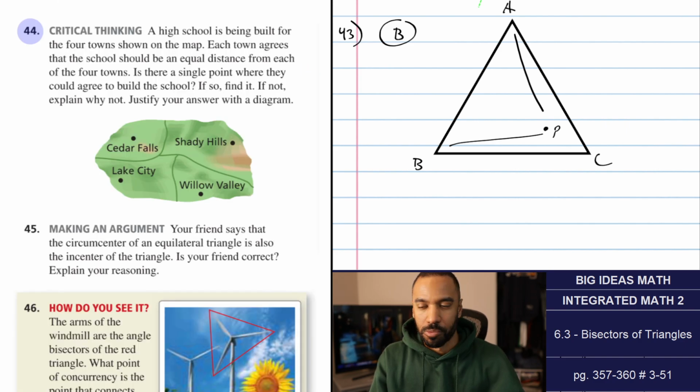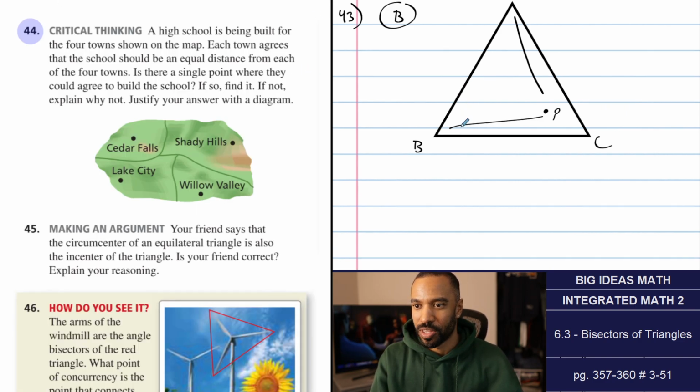I'm now realizing it's multiple choice and not multiple selection. Number 44.